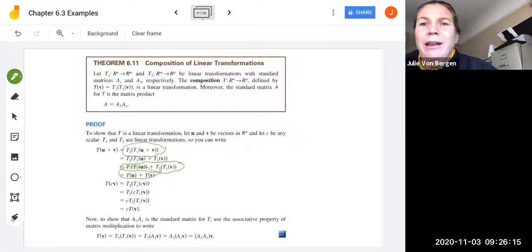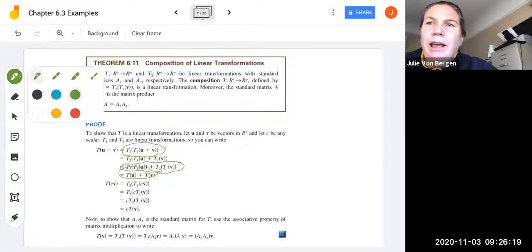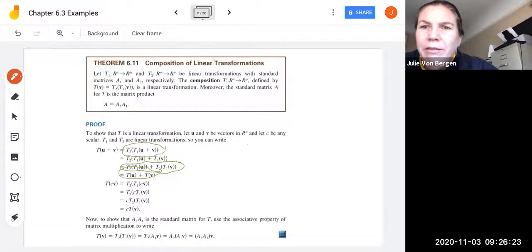Now let's look at the scalar multiplication. C is any scalar in R. So we've got T of CV. That's going to be T2 of T1 of CV. And we know we can pull the C out here in the second row. So we can say T2 of C multiplied by T1 of V. But then we can further pull the C out. So we get C multiplied by T2 of T1 of V, which is just scalar C multiplied by T of V.